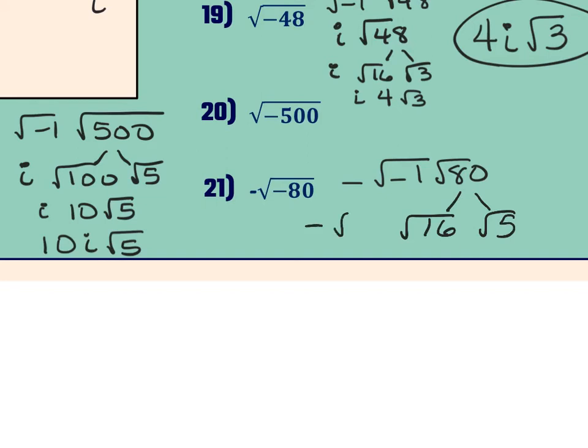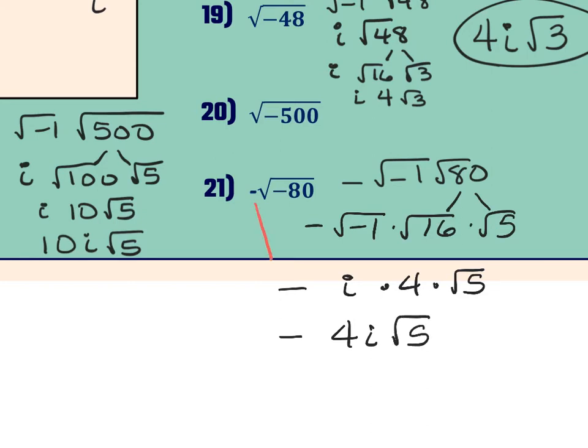Now, if you wanted to just not pull the i out right away, you could just keep bringing down the negative 1 and then just square root everything. So this becomes an i, this becomes a 4, and this stays underneath. So negative 4i radical 5. Notice this negative sign that was out front, it just kept dropping down. And then the final answer is negative 4i square root 5.